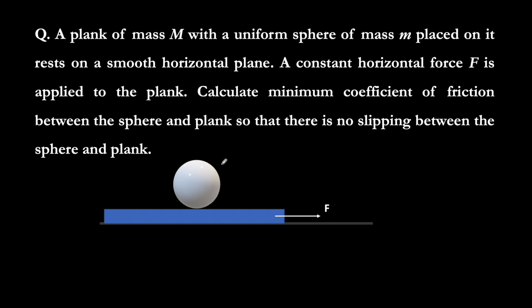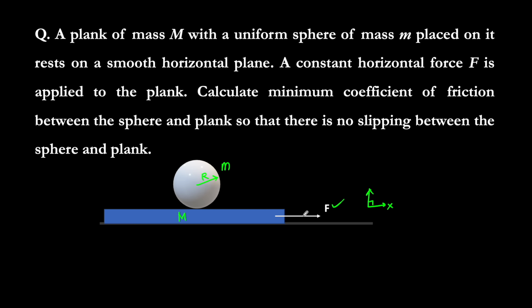We have a sphere of mass small m and radius r, which is placed on a plank of mass big M. Now the question says a constant force F is applied to the plank in the horizontal direction. Suppose this is the axis. So along the positive x direction, a force F is applied on the plank.